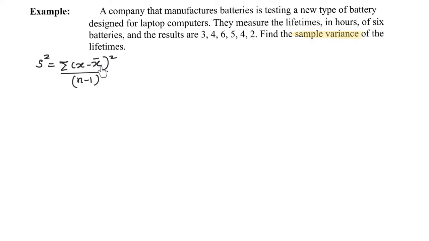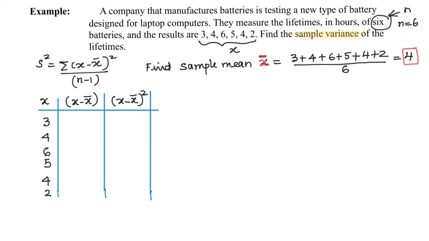First, we need to find the sample mean. Here it already says that there are 6 batteries, so n will be 6, and x means these are the x values. So, first we will find the sample mean. Add all these and divide by 6, and we will get the sample mean as 6.